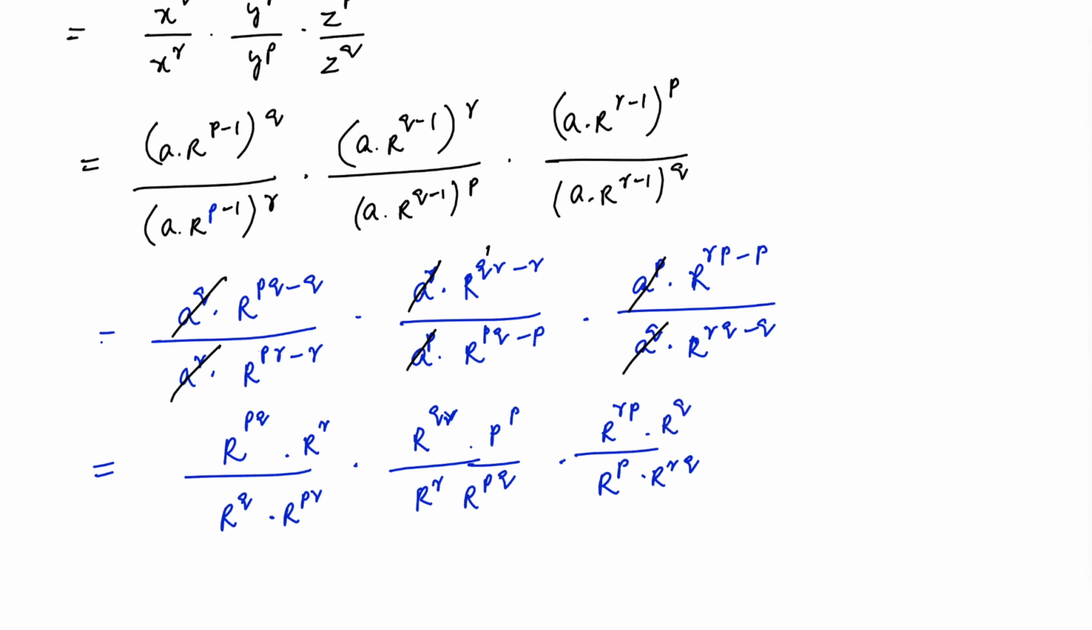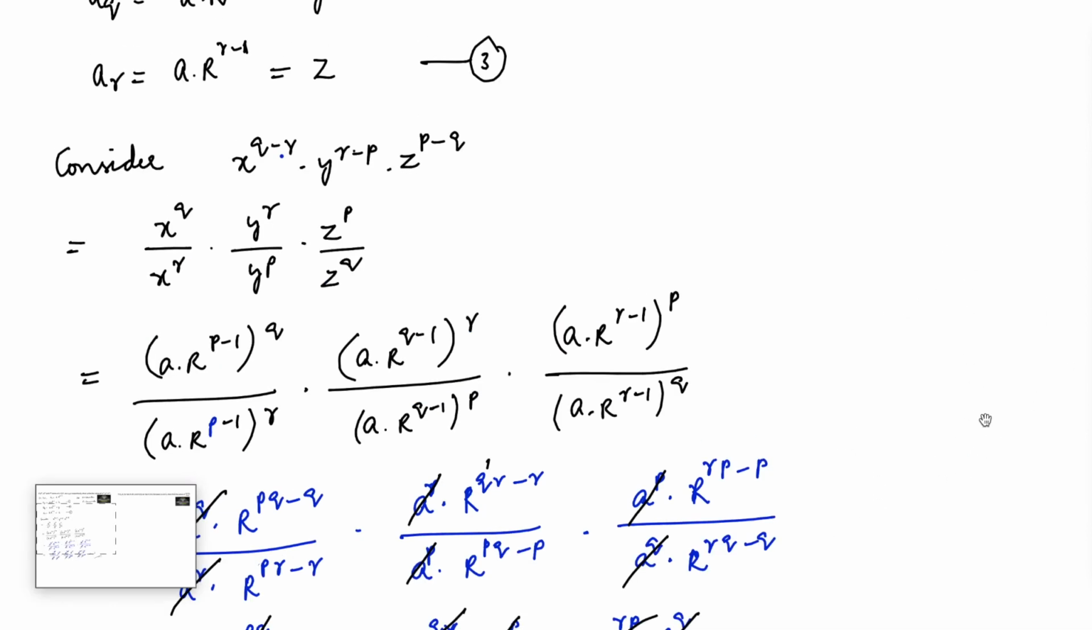So we can cancel the terms R to the power pq and R to the power pq, R to the power r and R to the power r, R to the power qr and R to the power qr, R to the power rp and R to the power rp, R to the power q and R to the power q, and R to the power p and R to the power p. Everything gets cancelled, so the answer is 1. So we can conclude that finally the answer is 1.